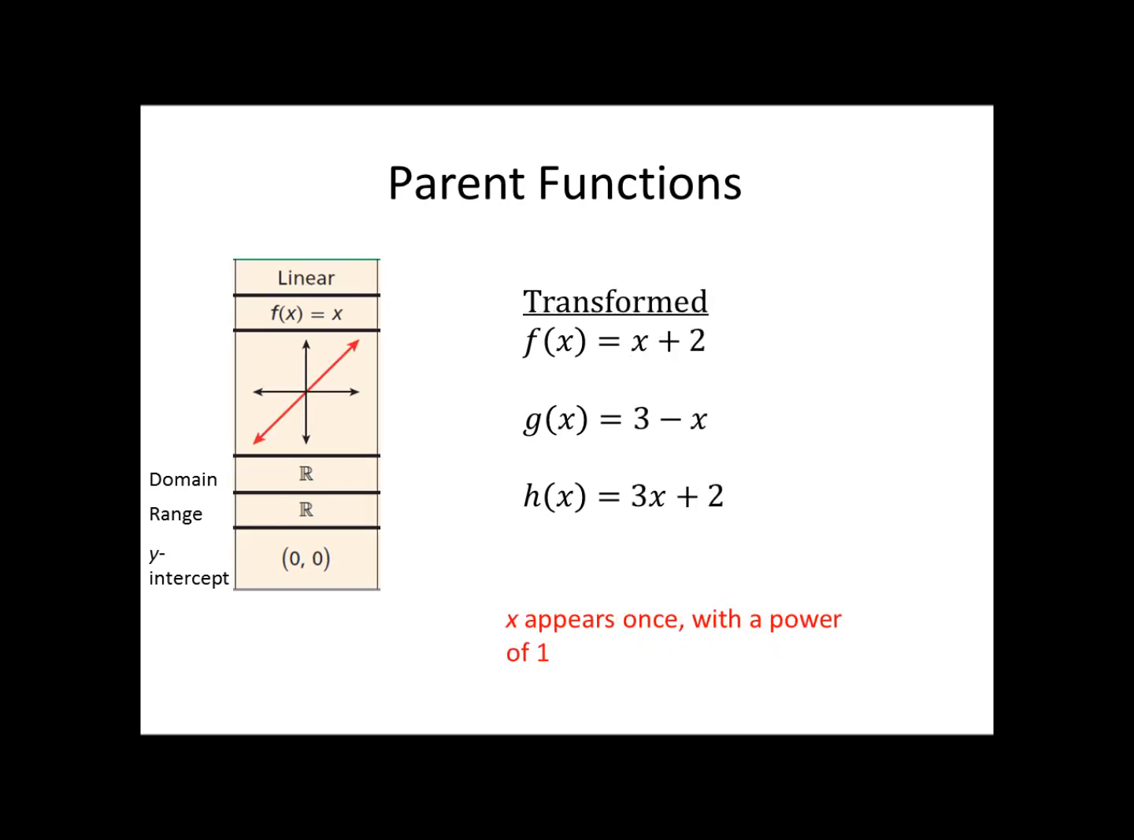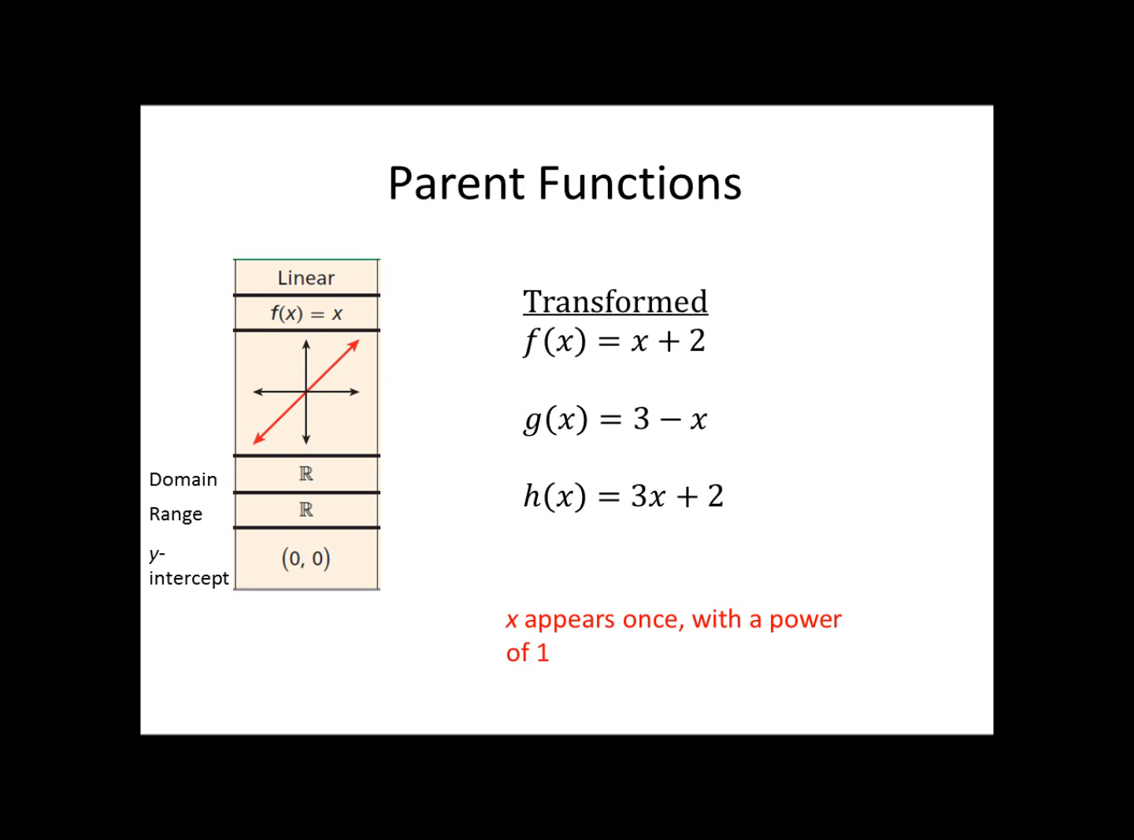Our next type of function is a linear function. The parent function is f of x equals x. The graph for that parent function is a straight line that goes through the origin. The domain, that is the x values for this function, are all real numbers, as well as the range, because you can plug in any number and you can get out any number. Our y-intercept for this parent function is the origin, 0, 0.